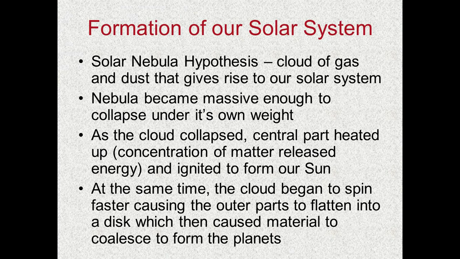And the outer parts that contain rocky debris, all of that rocky debris coalesces and eventually forms our planets that we'll take a look at here in a couple minutes. Okay? So we start with this massive cloud of dust and gas. It collapses under its own weight. We ignite the center region. The rest of the cloud begins to spin, flattens itself into a disk, and the coalition of all that rocky material is what forms our planets.